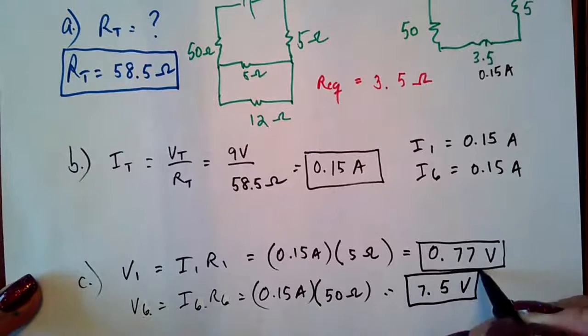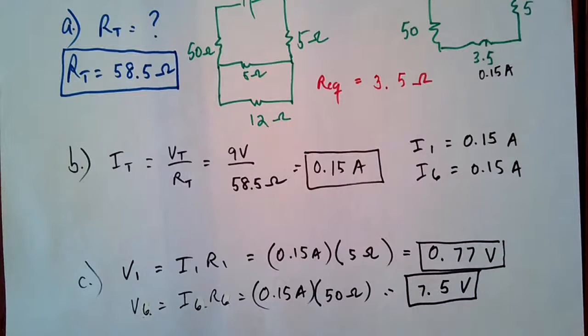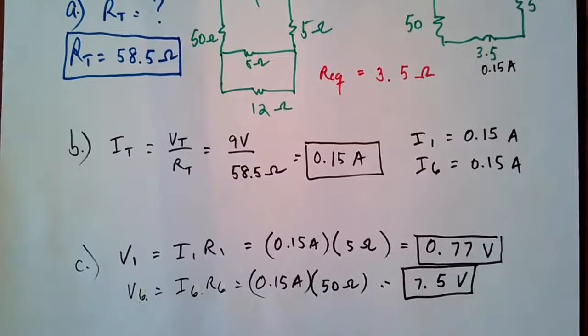So this is receiving a lot more voltage than the R1, which makes sense to be about 10 times more because 5 ohms for this, and this is 50 ohms. So it's a higher resistance. It needs more potential difference. It needs more kick for the electrons to get through it.